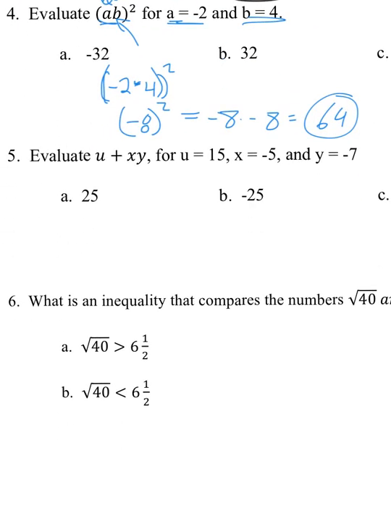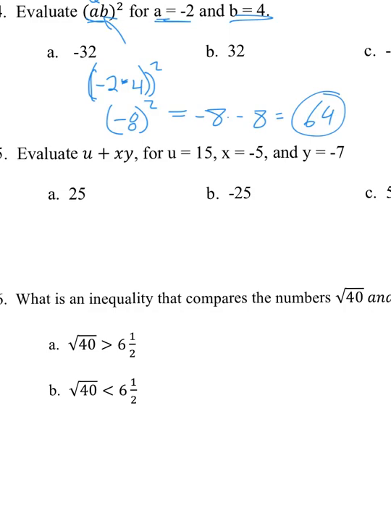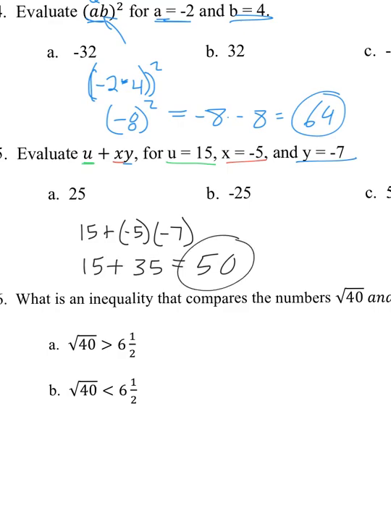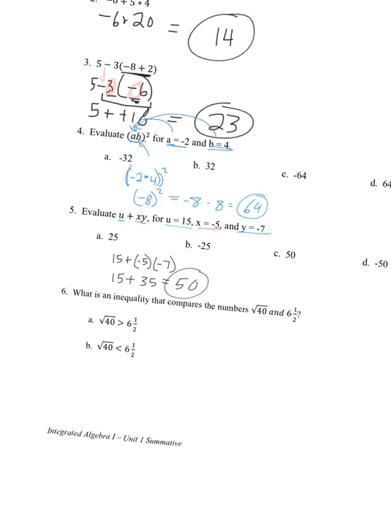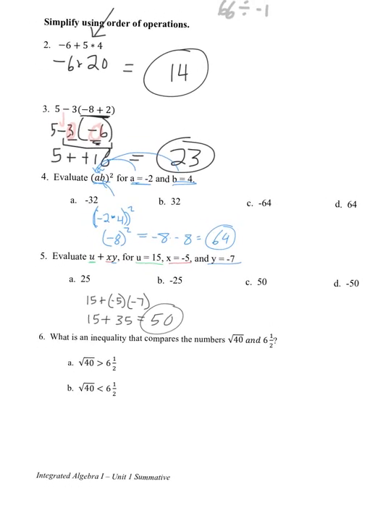And then on 5, you try it on your own, see if you get the same thing as me. Order of operations still applies. You should have got 50. So that's 1 through 5, order of operations, sometimes plugging in numbers with parentheses, then doing order of operations.